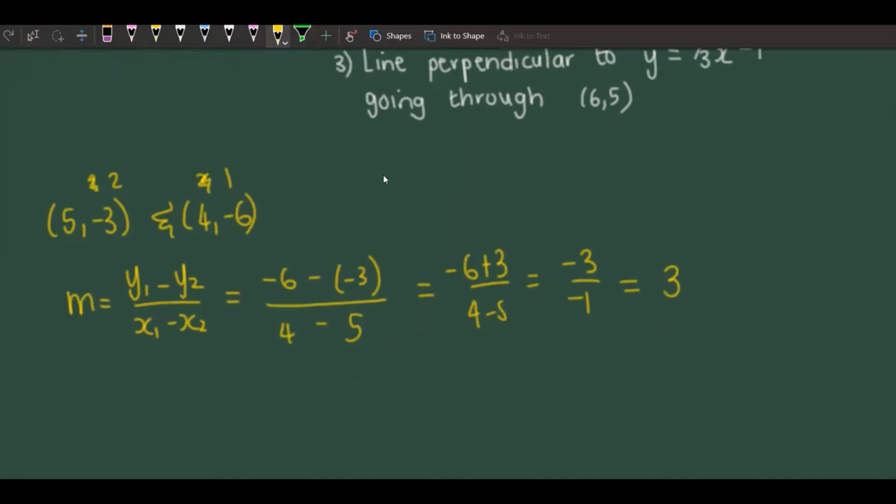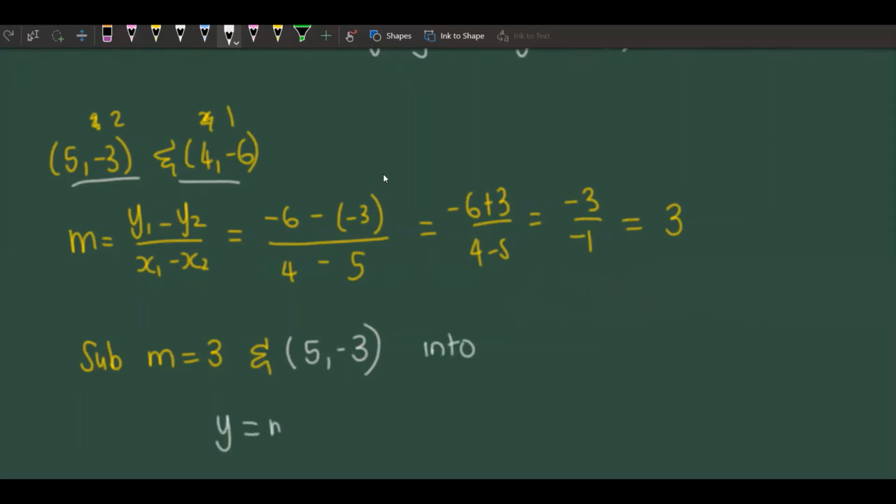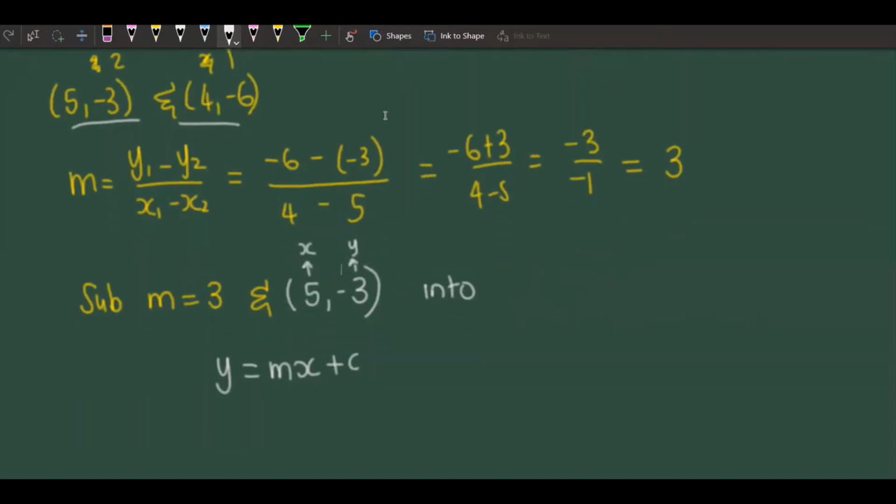So we have our m, we need to get our c. The easiest way to get it is by substituting the gradient that we have, which is now 3, and any coordinate that lies on the line. We have two options for the coordinate. It doesn't matter, you can choose any one, and you are encouraged to try the other point and see that you get the same answer. You substitute that into the equation y is equal to mx plus c. So this will take the place of x, this will take the place of y, this will take the place of m, and then we are solving for c. Let's have a look at that.